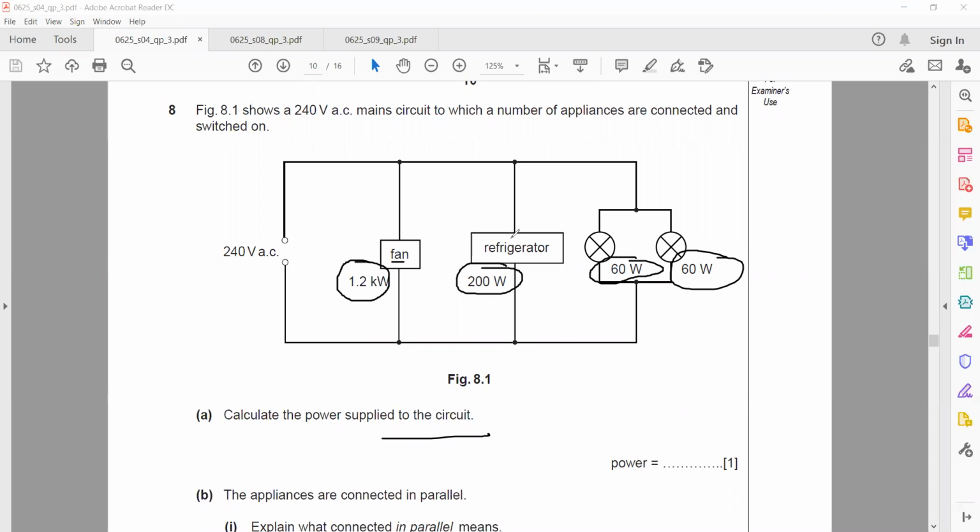So what I will do is simply add them. When you find the total power for the circuit, whether it's parallel or series, because power is how much energy is transferred in 1 second, you will always add them. So what is the power of the fan? It is 1.2 kilowatt, meaning 1200 watts. This is 200, 60 and 60. What's the final answer? 1200 plus 200 is 1400, plus 120, 1520. So 1520 watts.